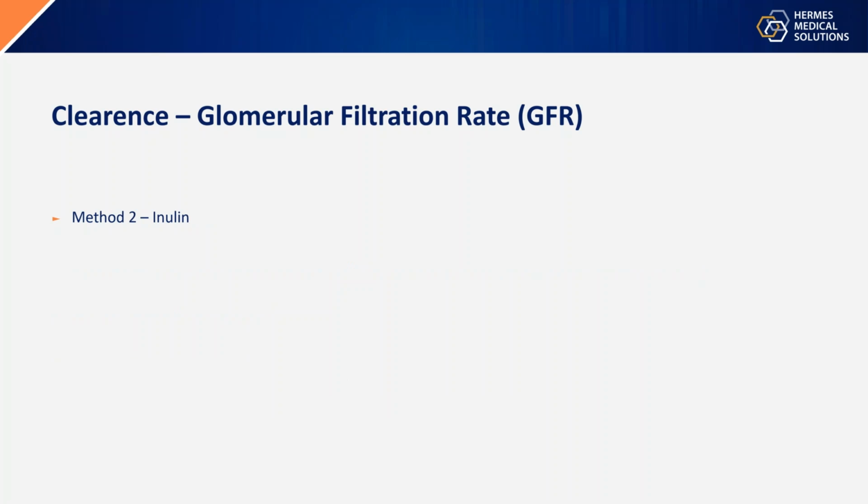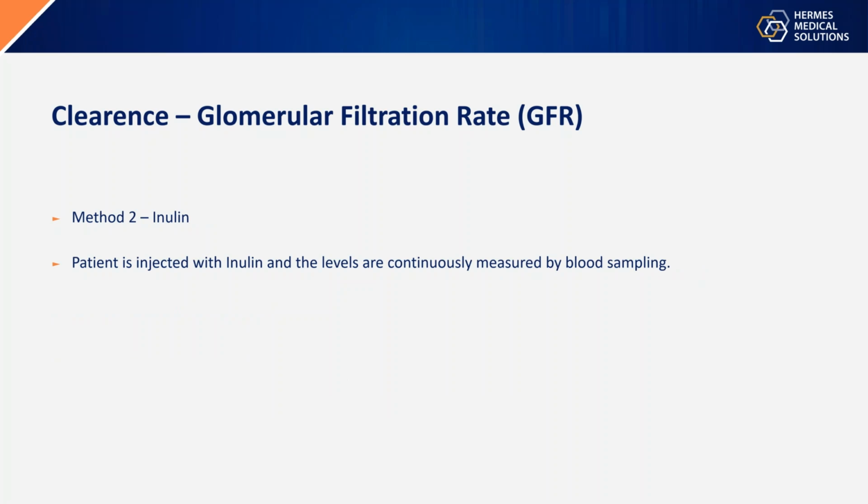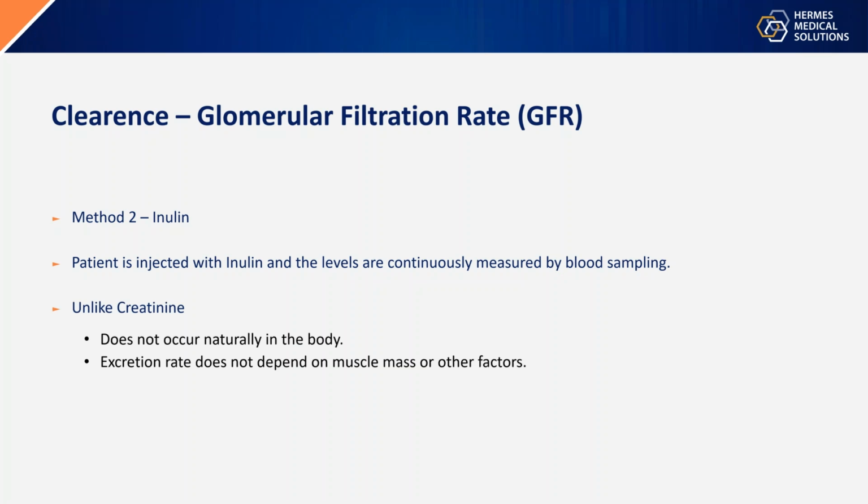Therefore, a much more common method is with inulin. It works the same way. We inject it intravenously and we measure it by blood sampling. However, unlike creatinine, it doesn't occur in the body and the excretion rate is not dependent on muscle mass or other factors. So today, it is the most commonly used method to determine GFR.